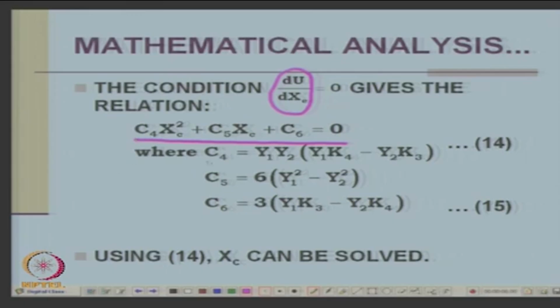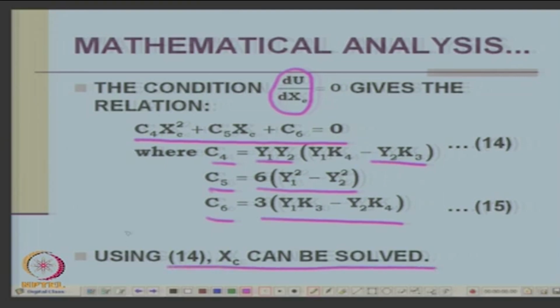Where C1, C5, C6 are the constants, which are again functions of the admittances, okay. So, you have a quadratic equation in XC. So, solve for XC. So, you can find the value of capacitance for star connection also, for the given motor at a given speed, okay.